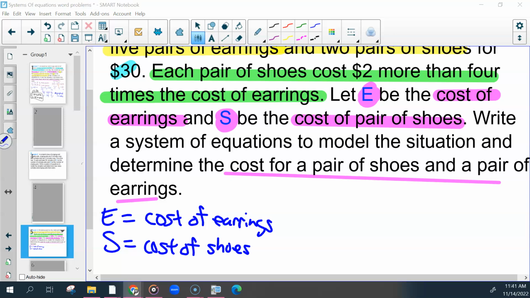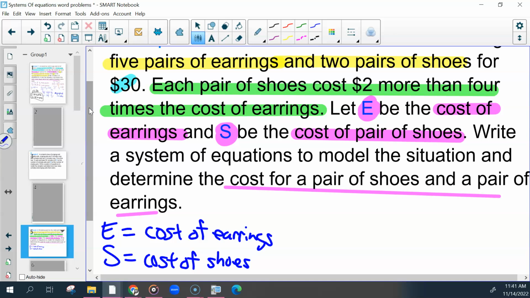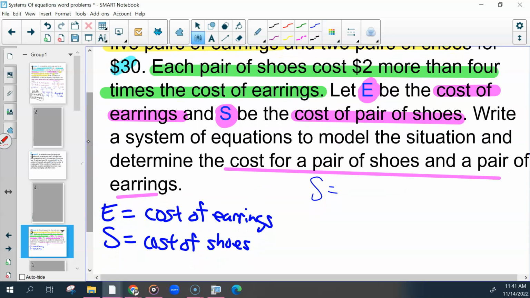One of these equations is going to be set up a little differently than what we did before. So we're going to start with this section highlighted in green. Each pair of shoes cost, so whatever this is talking about is representing the shoes. So I can start off S equals two more than 4 times the cost of earrings.